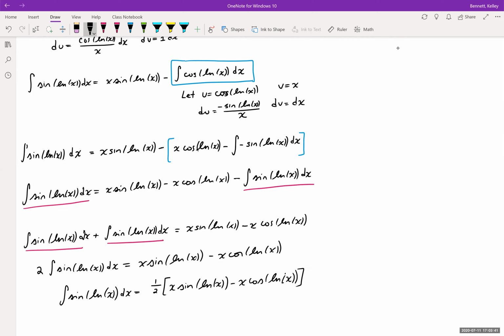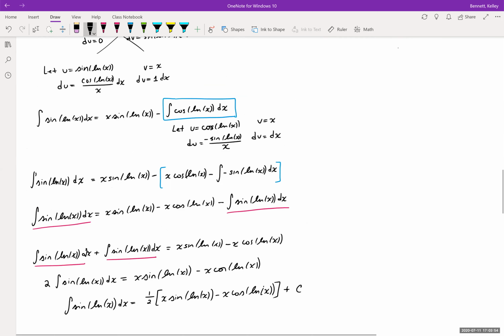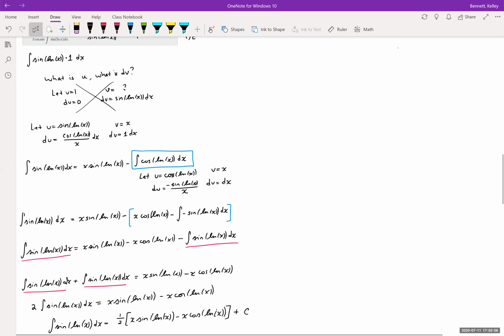Okay, so that's it. All I did was divide by 2 in that last step, and then I slap on my constant of integration, and that's it. It's a bit long, but nothing crazy challenging.